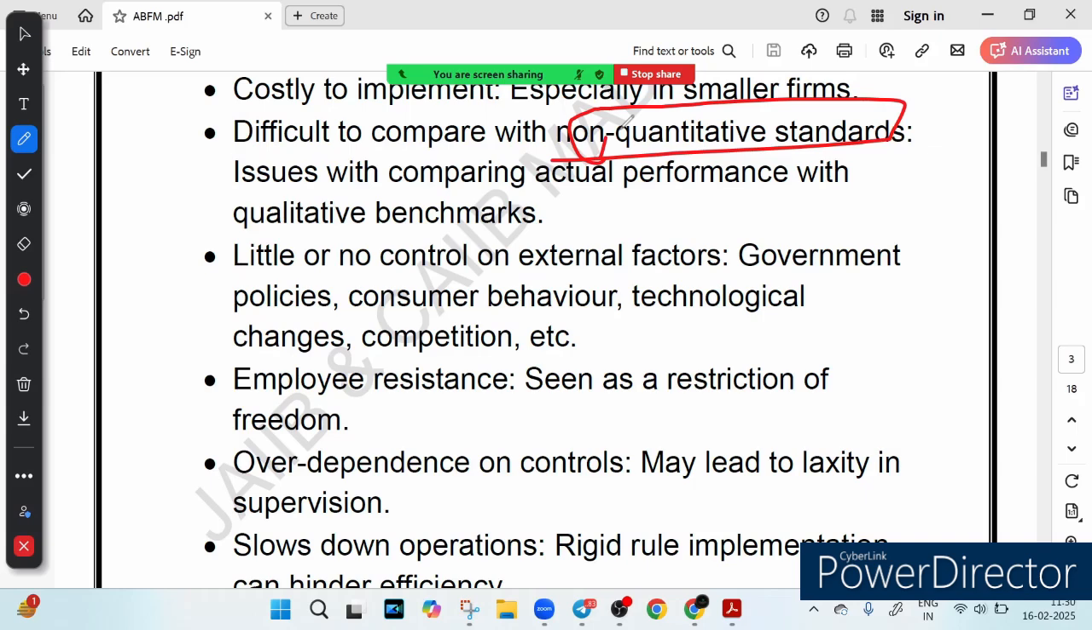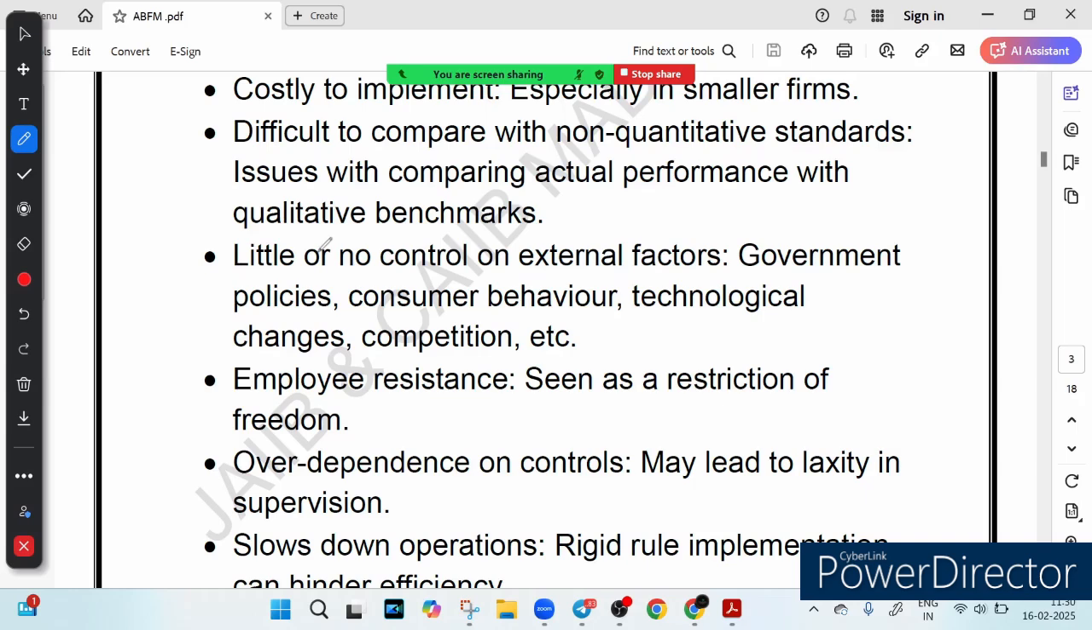So how do you quantify employee motivation? Can you quantify the motivation of employees? No. How can you quantify creativity? How can you quantify customer satisfaction? So motivation, creativity, customer satisfaction, these factors cannot be quantified. So this makes comparison tough, right? You cannot measure non-quantifiable factors. That is why comparison becomes tough.